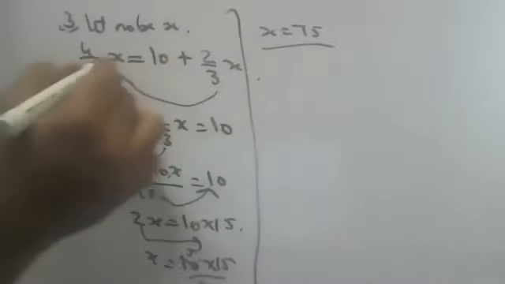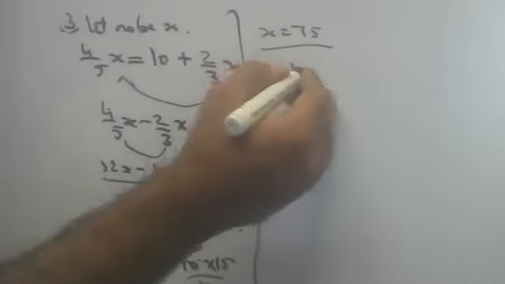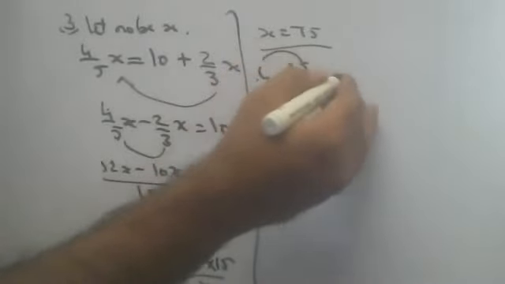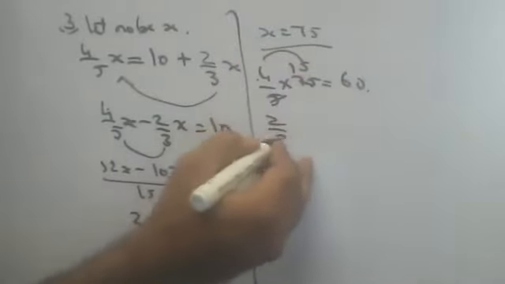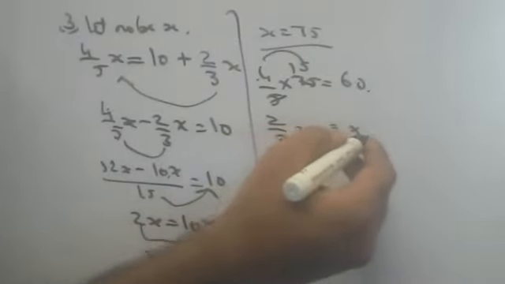So 4/5 of a number, 4 by 5 of 75. 2/3 of a number means 2 by 3 of 75.